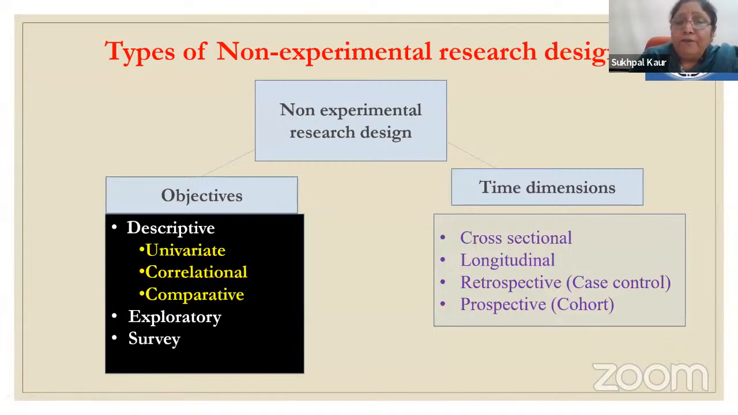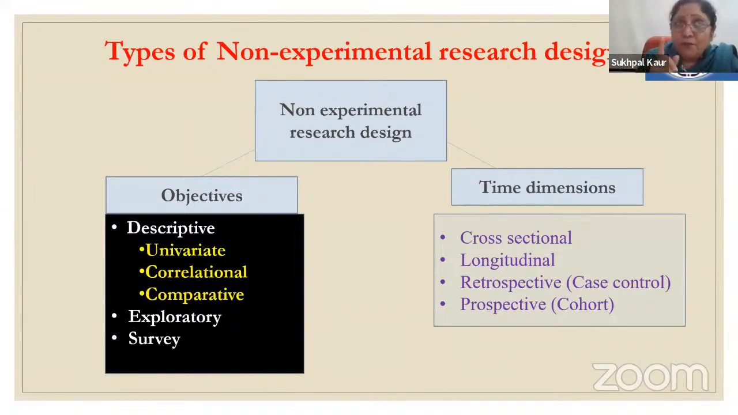Now, another thing I wanted to make clear here is that these research designs are not mutually exclusive. There could be overlapping of certain designs. For example, if we talk of the longitudinal, and if we talk of the prospective or retrospective, the prospective and retrospective studies are also called the longitudinal. In retrospective, we are going backwards. In prospective, we are going forward.